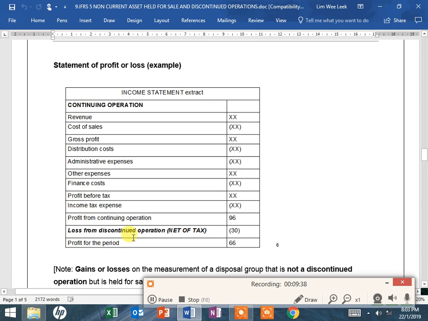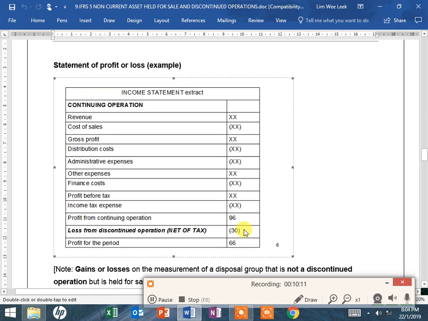Let's say this one is the Sarawak operation. I already stopped. So this one is my continuing operation. I make a profit of 96. Discontinued operation, already discontinued, and I make a loss of 30. That's why I discontinued. And overall profit is 66. So I classify as continuing and discontinued profit. Total profit made is 66. To predict next year's profit, it should be based on continuing, because this one I say already discontinued, it won't happen again, the losses. So we should predict based on 96, the continuing operation.